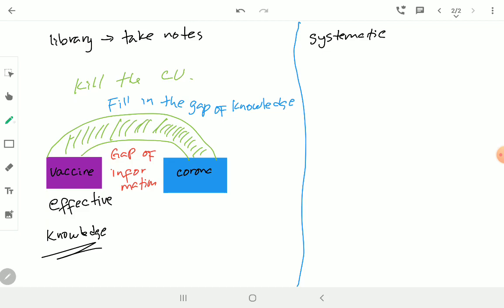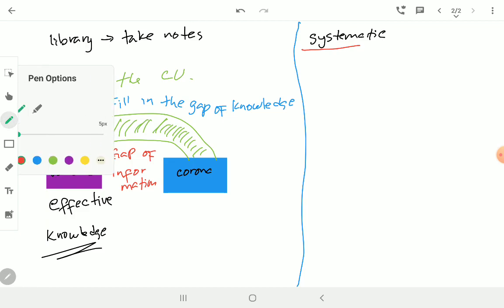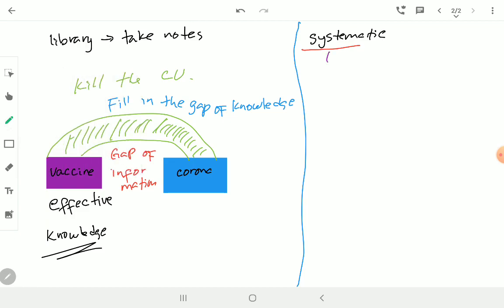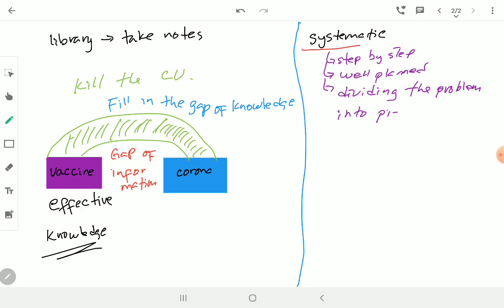What do you mean by systematic? Taken from the word system. If there is a system, it means that there is a step by step. You make a plan. It's well planned. You are dividing the problem into several pieces.